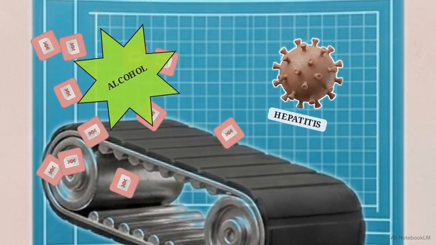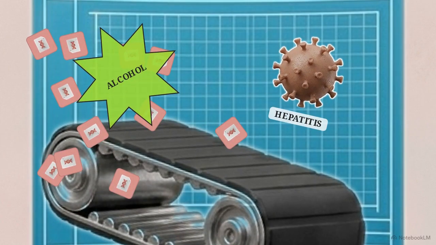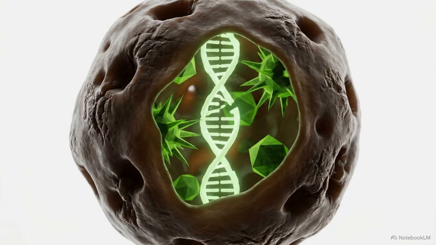But external saboteurs, specifically heavy alcohol and hepatitis viruses, can breach this system. Once inside, these saboteurs damage the DNA manual itself. Without intact instructions, the worker cells mutate and begin ignoring the liver's natural regulatory signals.